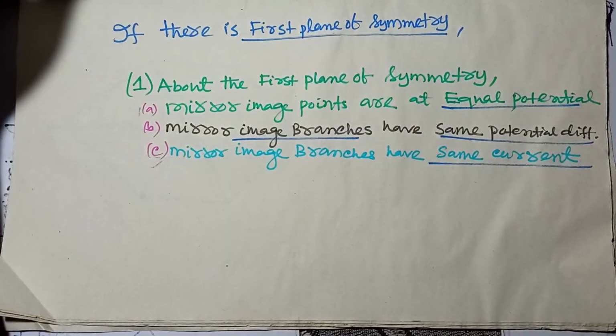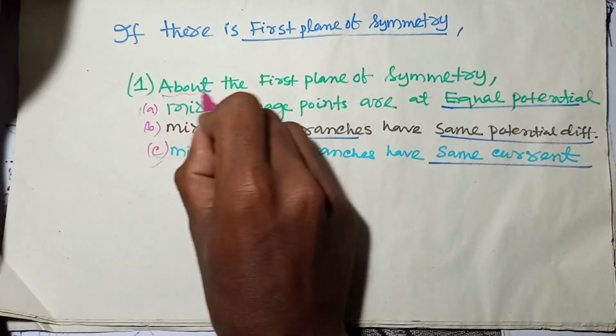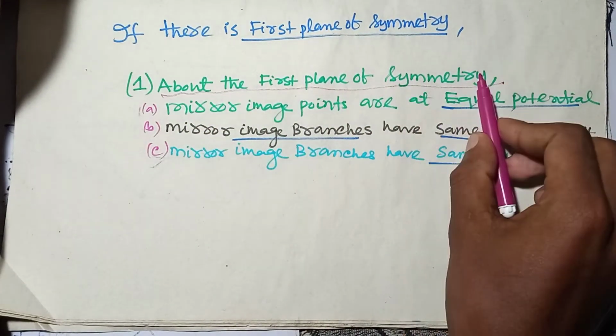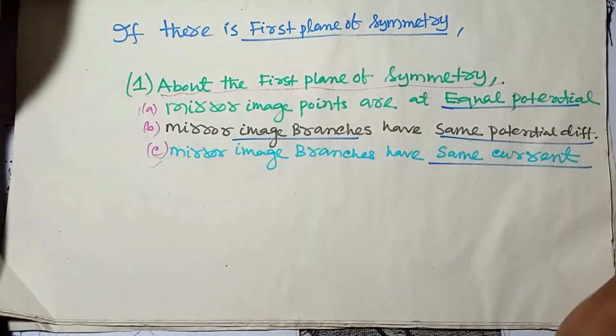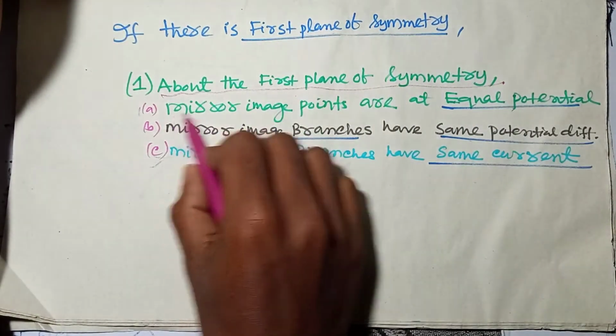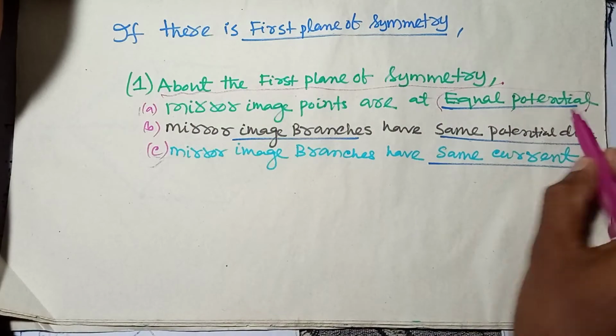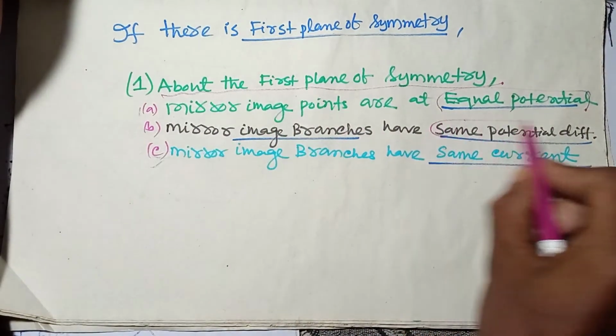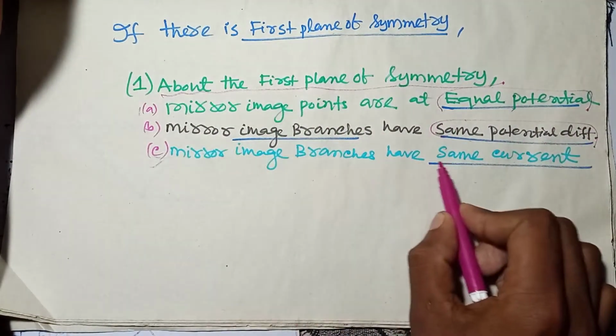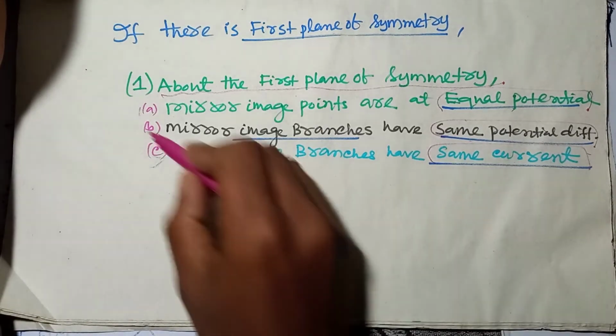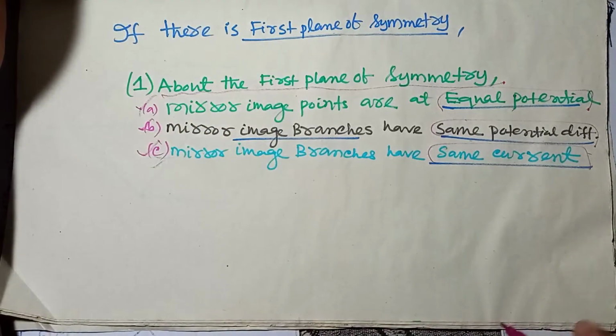So if a circuit contains the first plane of symmetry, then considering the first plane of symmetry as the mirror, we can say that the mirror image points are at equal potential, mirror image branches have the same potential difference, and the mirror image branches have the same current flowing through them. These are the three very important points.